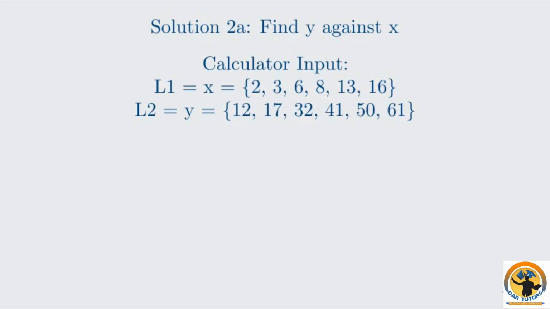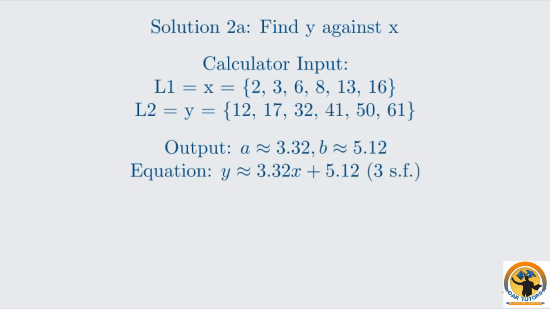Solution to question 2. Given the dataset. Part A, find the regression line of y against x. Enter the data into your calculator with x in L1 and y in L2. Perform a linear regression with explanatory list as L1 and response list as L2. The calculator output gives a and b.